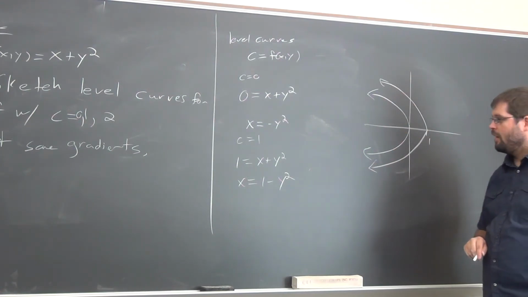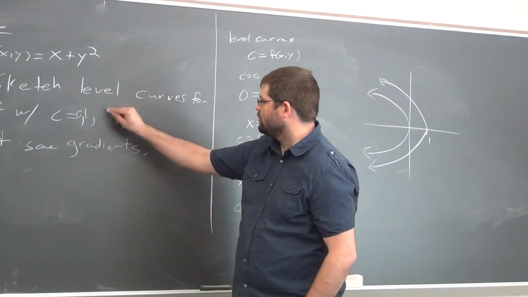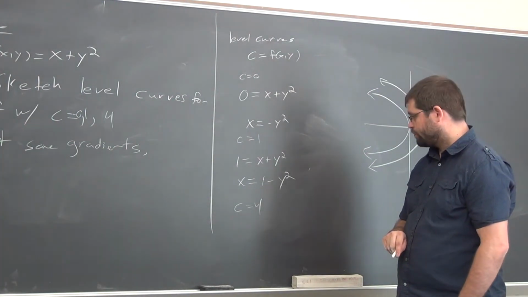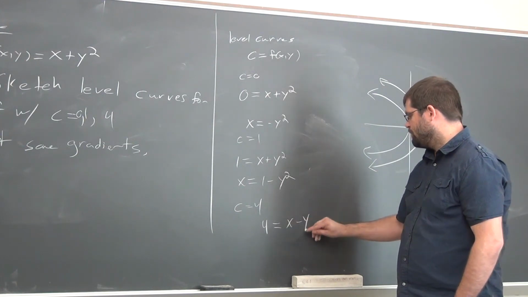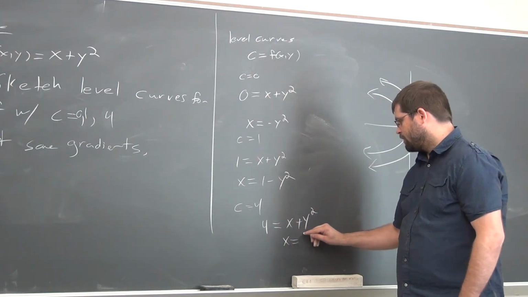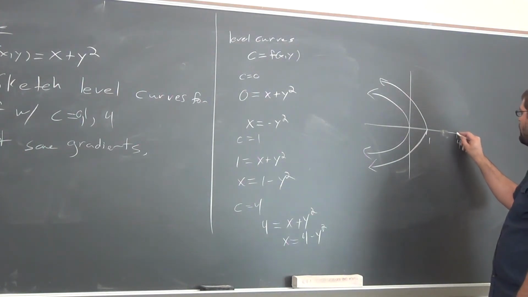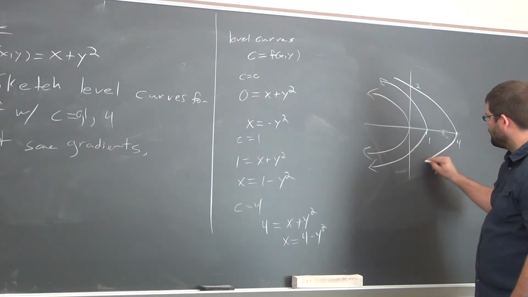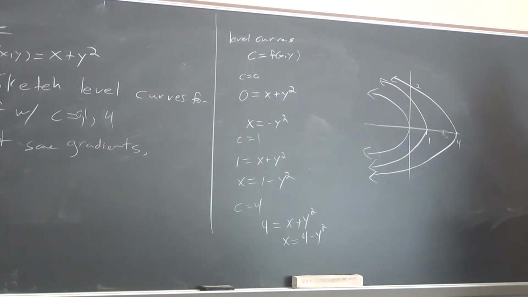That makes sense? And then finally, let's make it more interesting. Let's switch to 4 just so we get nice values here. c equals 4. 4 equals x plus y squared, so x is 4 minus y squared. So again, we're over here at 4, and 2 there. So these things are all growing. They're going to get a little closer together as you move up. But I'm not too worried about drawing these things perfectly.